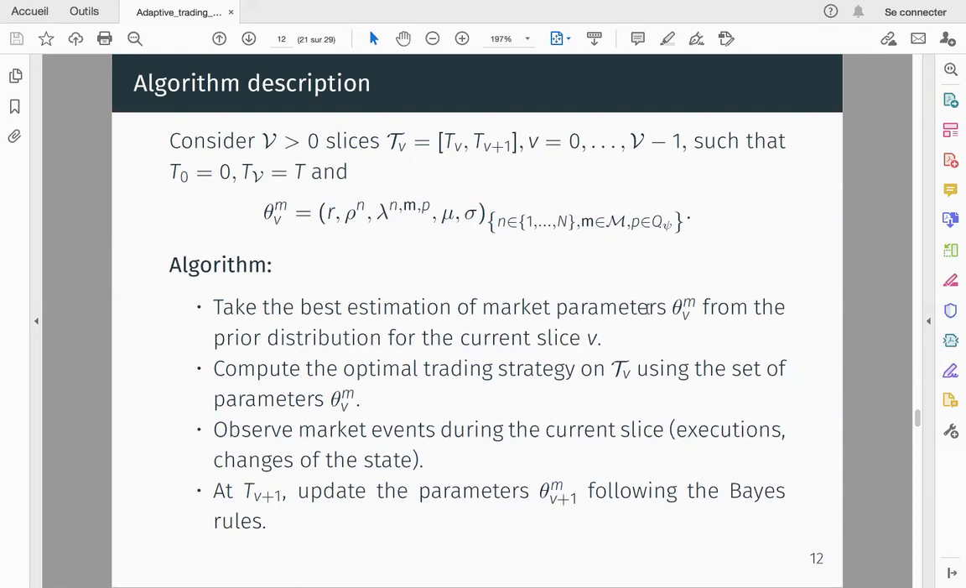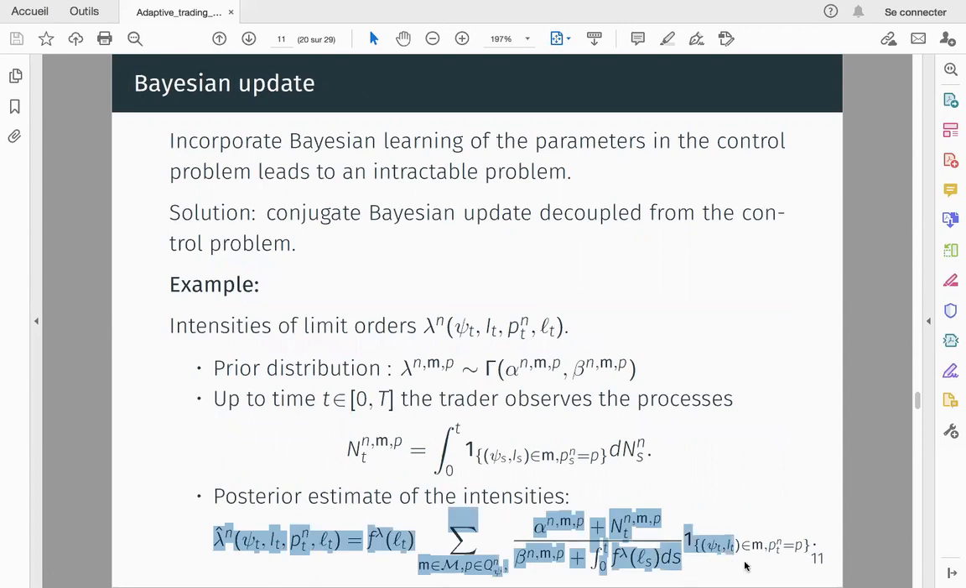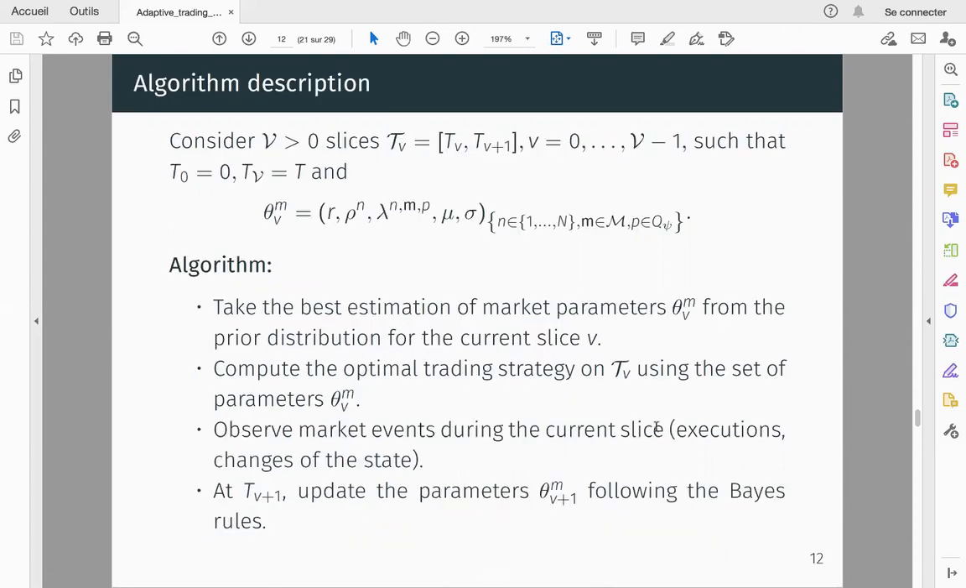With these constant market parameters, you can solve your 2n+1 HJB equation. During this slice of execution, you will observe all market events, the execution of your limit orders, the changes of state, etc. And at the end of the slice, you will just update the parameters here using the conjugate Bayesian rule as the one here. So of course, what we do here, to resume, is that we assume stationarity of market parameters only on slices of execution. And of course, it leads to a time inconsistent control problem as we break the execution into smaller time slices.